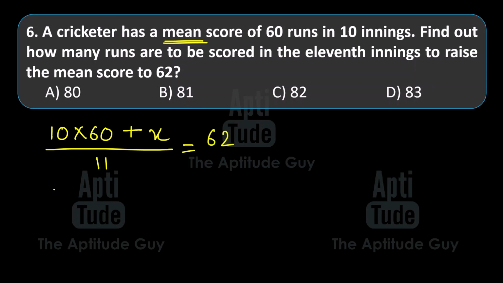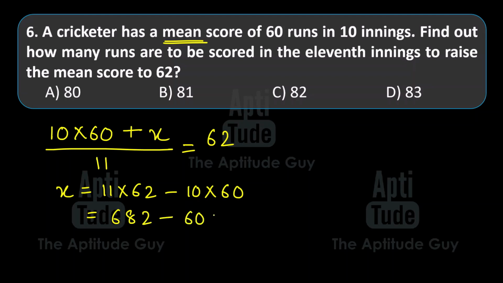Let's solve it now. I'll directly skip a few steps. X is equal to, this 11 will come here, 11 into 62 minus, this will come this side, minus 10 into 60. So 11 into 62 is 682 minus 10 into 60 is 600 runs. 682 minus 600, that is equal to 82. So he needs to score 82 runs in the 11th innings so that the mean score, the average score increases by 2 runs. The answer is option C.